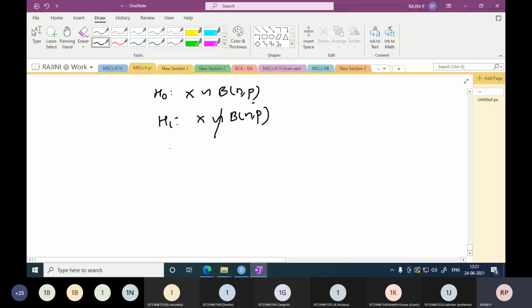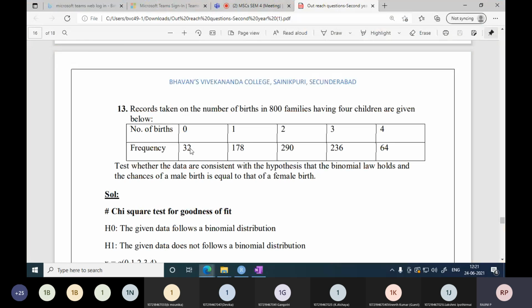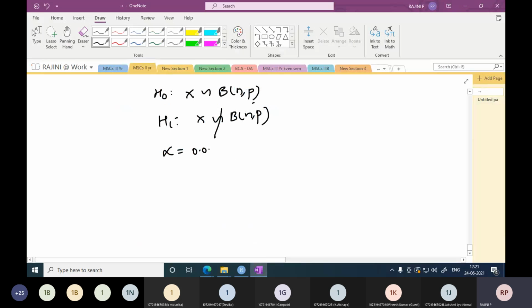And what is alpha? Did they mention anything? No, so it will be taken as 5%. And what is the degrees of freedom? N minus K minus M minus 1. Very good. N represents number of observations, K represents number of pooled observations, M represents number of parameters estimated. Already I explained all this while doing the problem. Did you remember? Yes, ma'am.